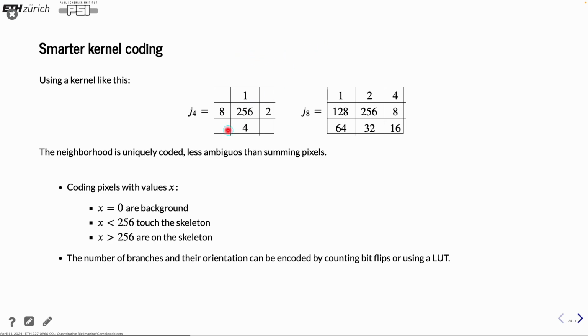And 256 is just to mark out the central pixel. And the point is that 0 is of course the background. If you have something that is less than 256, then it's a pixel that is touching the skeleton but is not on the skeleton. And everything that is greater than 256 is on the skeleton and has its coding. And then with some lookup tables, you can do the analysis of what the meaning of this is. And you can see here that it's actually going clockwise around here, and this one is also going clockwise.